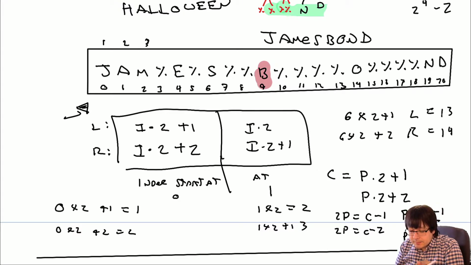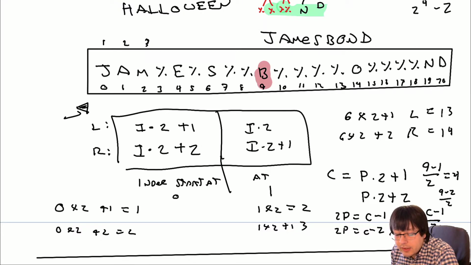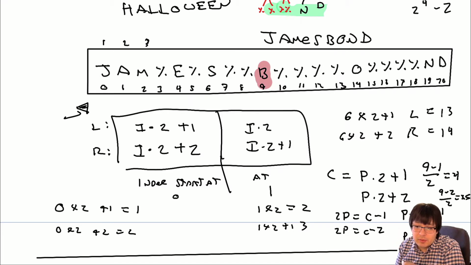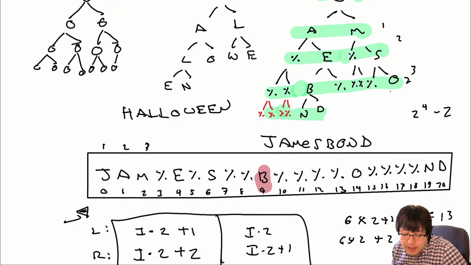So just go ahead and try that. For example, for B, that's 9. So 9 minus 1 divided by 2 is equal to 4, right? And then 9 minus 2 divided by 2 is equal to 3.5, right? Essentially, because that's 7 divided by 2, so that's 3.5. So notice that the parent of B is indeed located at 4.